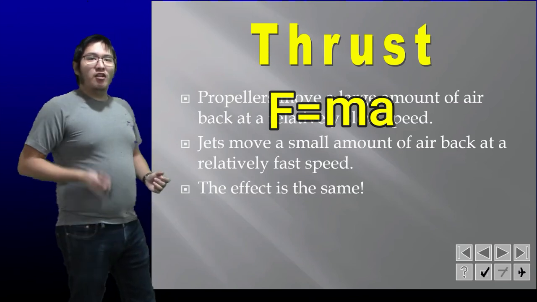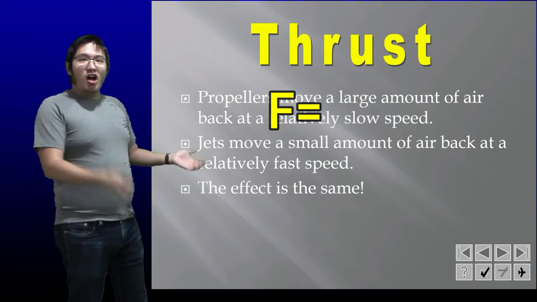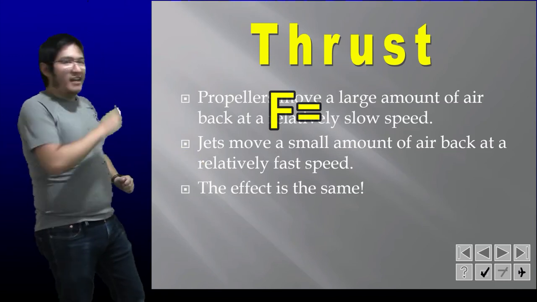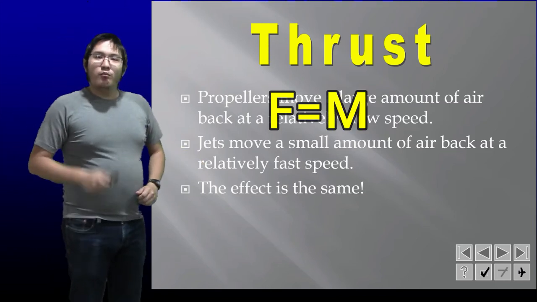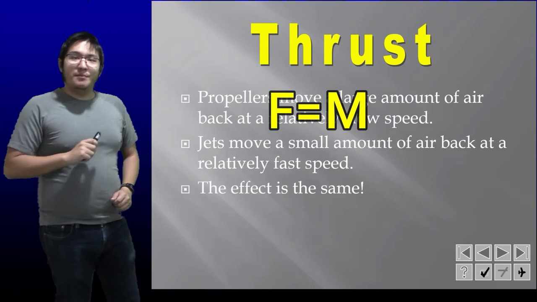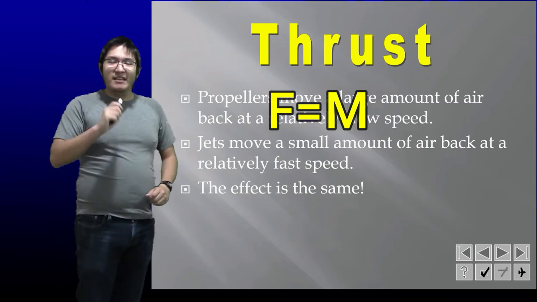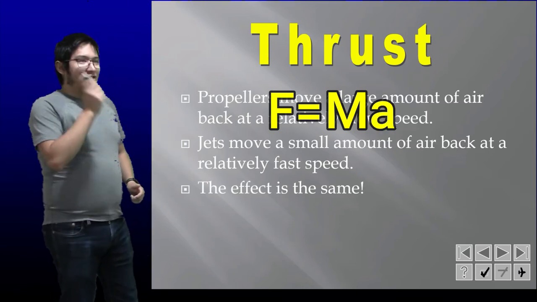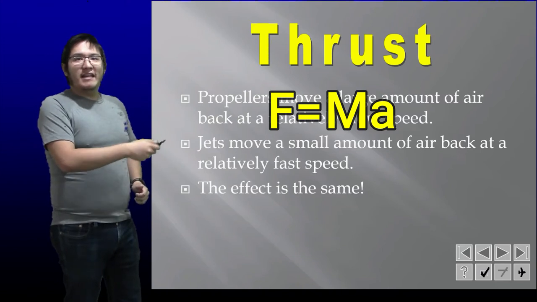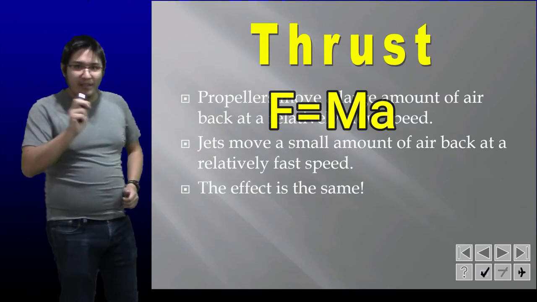let's start with the propeller. We're moving a large amount of air, therefore we're going to have a big m. They're moving at a relatively low speed, and there we have a little a. So we have big m, little a, and that equals F.